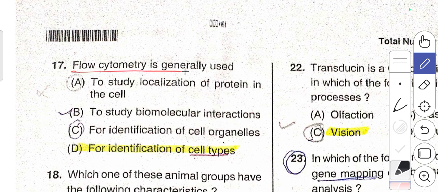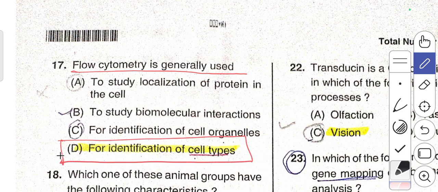Flow cytometry is generally used. So this flow cytometry is used for the identification of different cell types. So D is the right answer for this question.